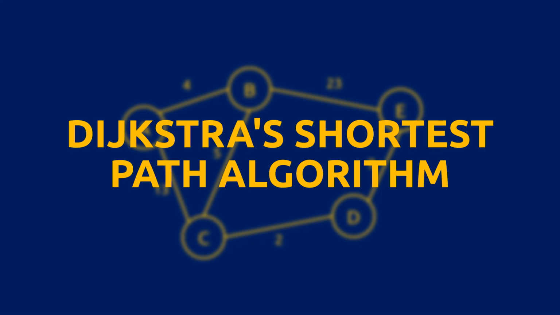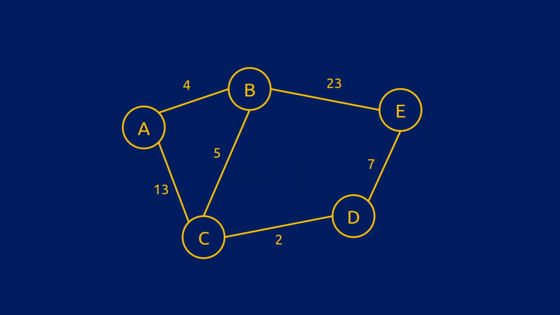In today's video, I'm going to show you how to find the shortest path between two vertices on a weighted graph using Dijkstra's shortest path algorithm. Here we have a graph where vertices are connected by edges, and each edge has a weight or cost, which you can think of as the distance between the connected vertices. The goal is to find the path from a source vertex to a destination vertex so that the total combined cost is as small as possible.